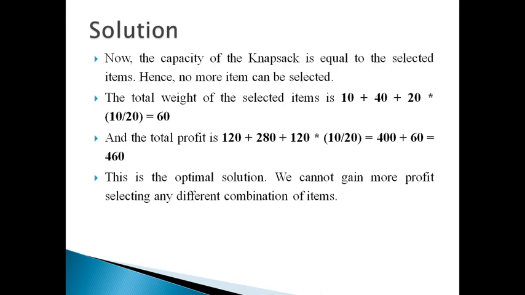Now what is the total profit we get? For item B we have a profit of 120 rupees, and the profit for item A is 280. For C, because we are getting only 10 kg, we need to add a fractional profit: 120 times 10 divided by 20. So the total profit we get is 460. This is the optimal solution for this problem.